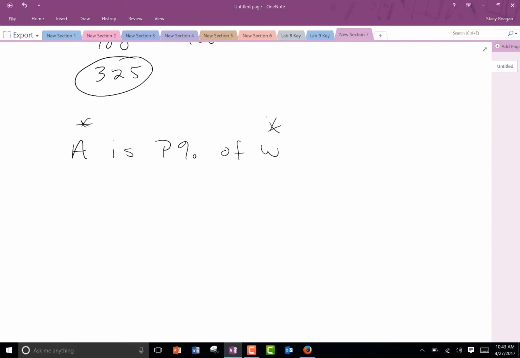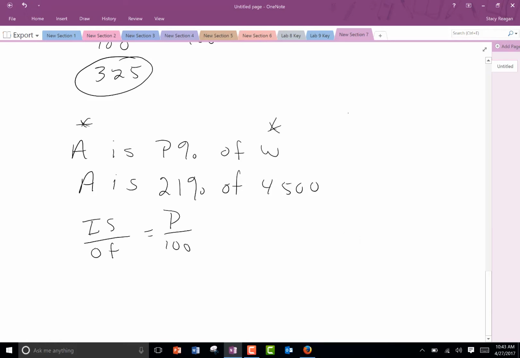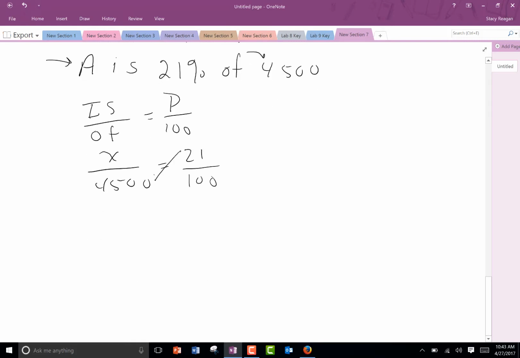So we've got P percent, so 21% of my whole salary, and I have a whole salary there. We don't know how much the tax is, so I can do is over of equals P over 100. I found the word of, so we can put 4,500 here. I don't know what's around the is, that's my A. My percent is 21, and I can fill it in. So now I can do the math, just like in the last section. I can do 21 times 4,500 is 94,500.